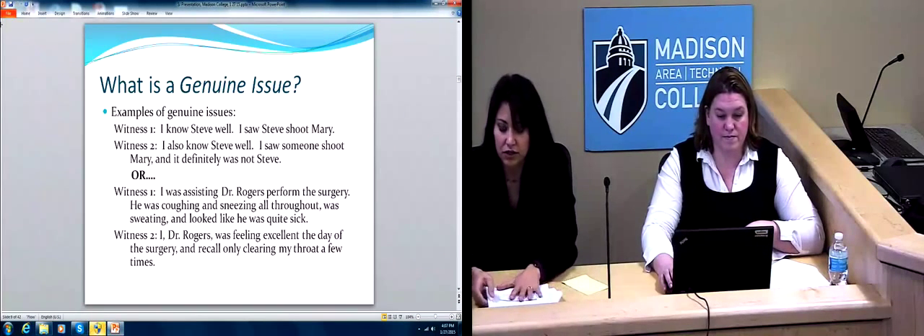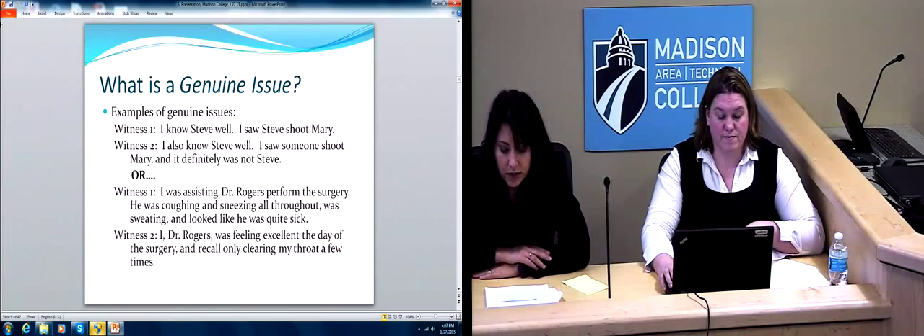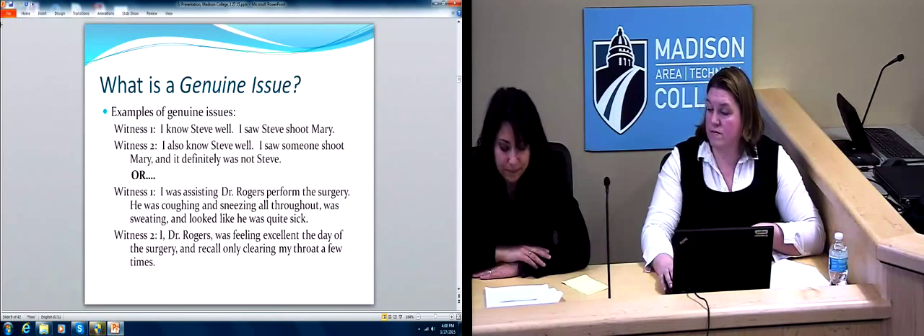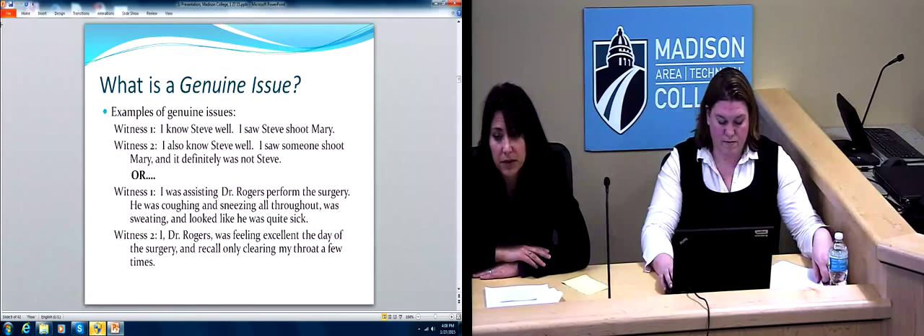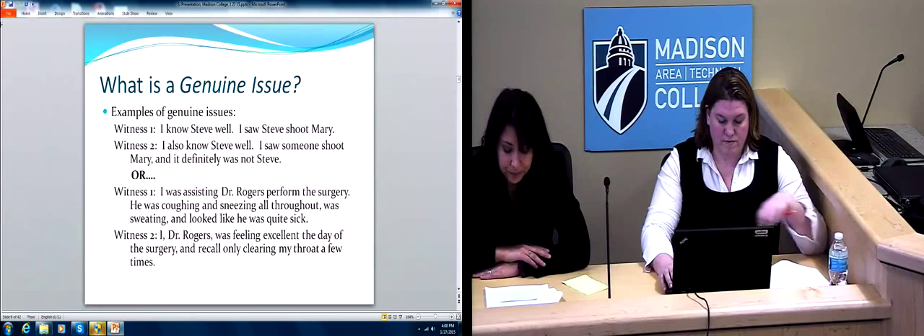What is a genuine issue? An example: witness 1 says, I know Steve well. I saw Steve shoot Mary. Witness 2 for the other side gets up on the witness stand and says, I know Steve well. I saw someone shoot Mary, and it definitely was not Steve. So if that's your case and you have a situation where two witnesses for different sides are saying completely different things, you have a dispute of fact. There is something for the jury to do.